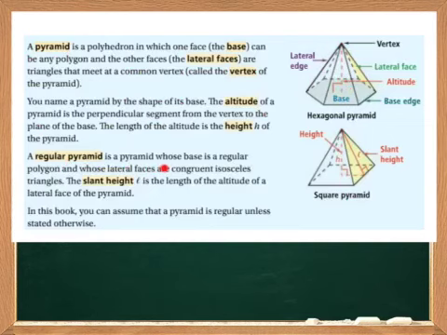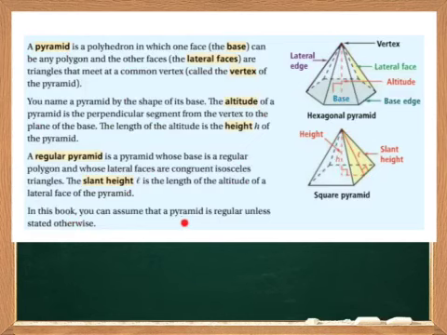A regular pyramid is one whose base is a regular polygon and whose lateral faces are all congruent isosceles triangles. So here we have a square pyramid, so a square is a regular base, a regular polygon. So all of these triangles are congruent and they're also all isosceles. The slant height, represented by L, is the length of the altitude of the lateral face. So here you see our slant height, it's literally the slanted height. This is the altitude or the height, and this is the slant height.